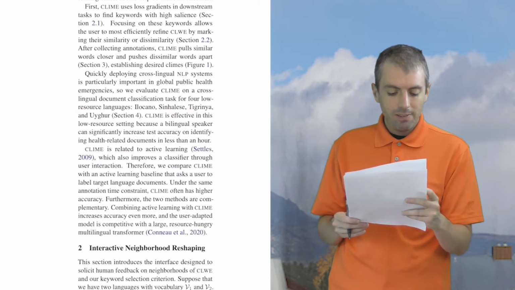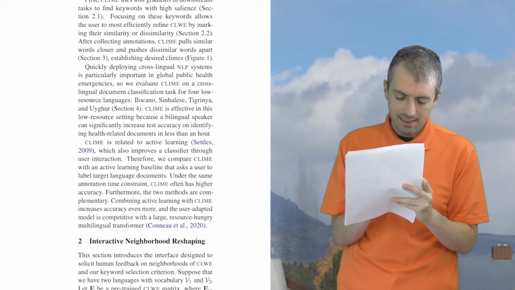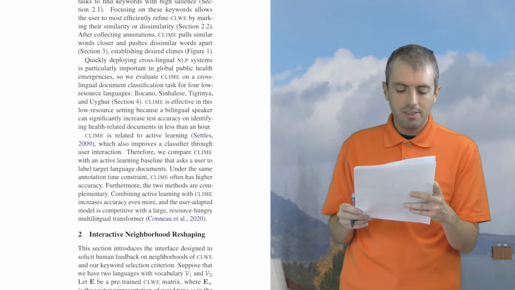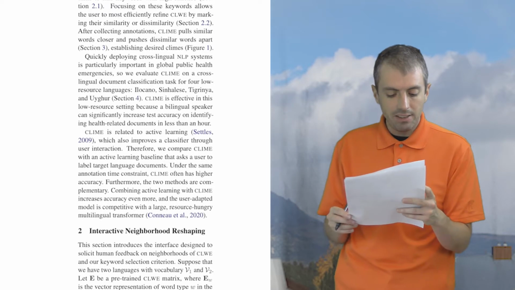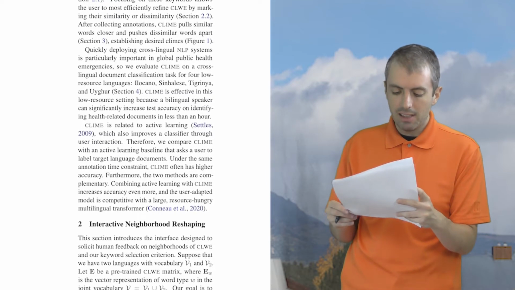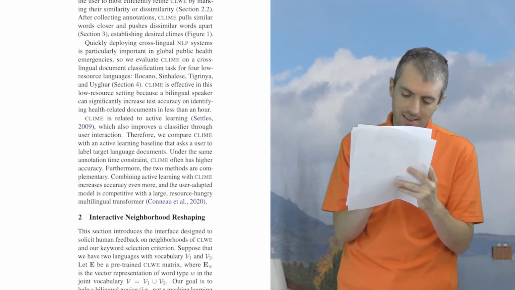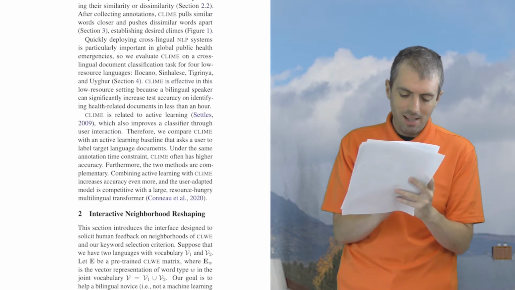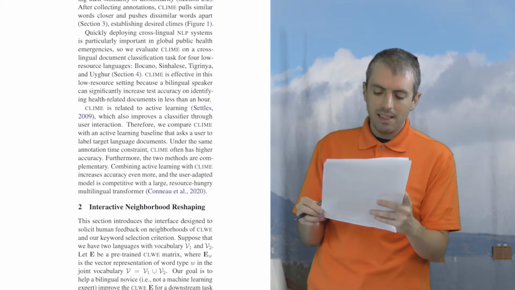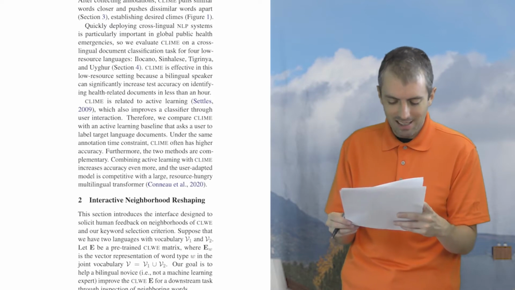Okay, continuing on. To find classification climbs, Climb uses loss gradients and downstream tasks to find keywords with high salience. Focusing on these keywords allows the user to most efficiently refine CLWE by marking their similarity or dissimilarity. After collecting annotations, Climb pulls similar words together and pushes dissimilar words apart, establishing desired climbs. Quickly deploying cross-lingual NLP systems is particularly salient in global health emergencies.